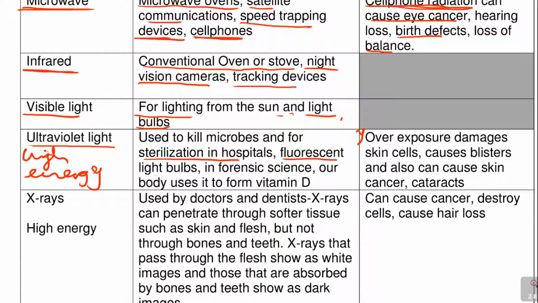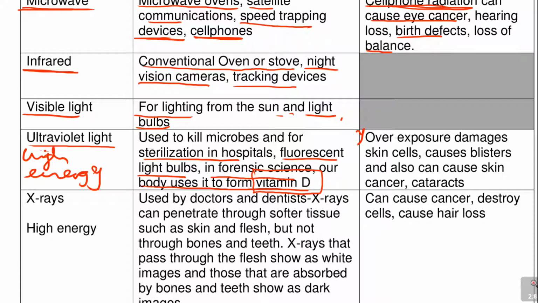They are also used in fluorescent light bulbs, the ones that you use in the house, those energy saver lights. They use it in forensic science, and our body also uses it to form vitamin D. There is one disease, they call it jaundice, that yellowness in the skin when babies are born. Those babies are put in a low concentration of UV so that it can cure the jaundice, and then the body will be needing vitamin D.